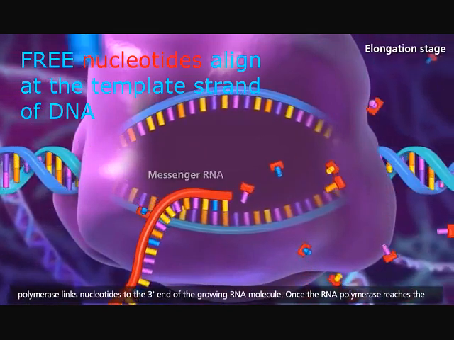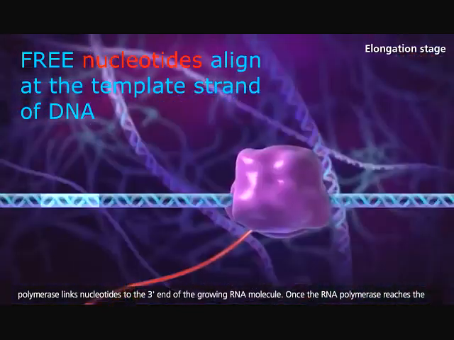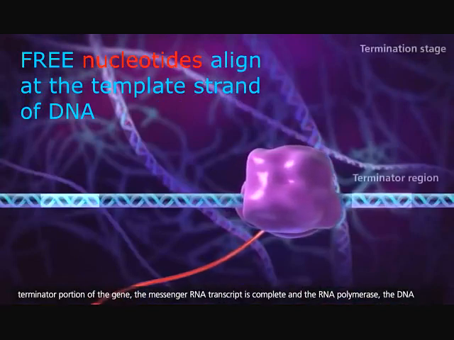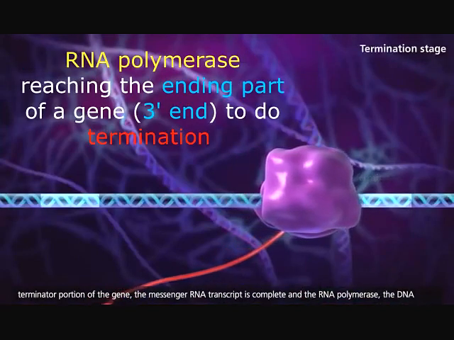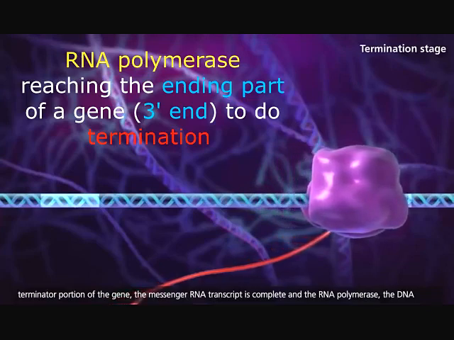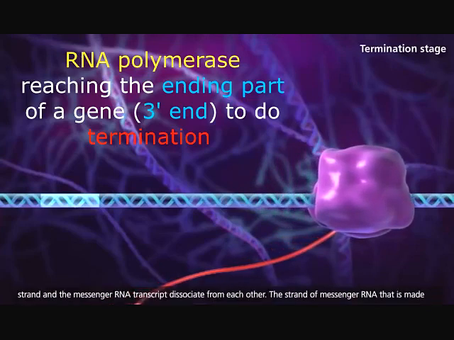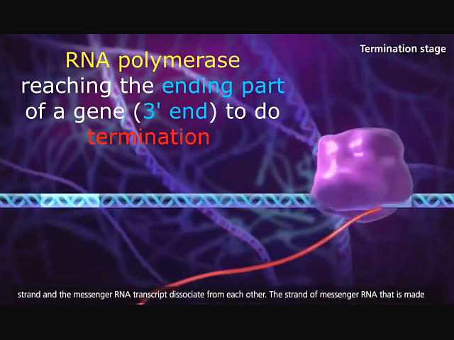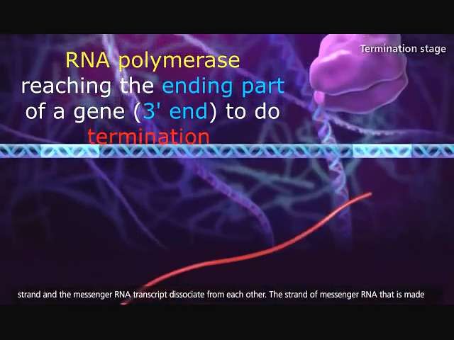How does it occur? We said the DNA is double-stranded. So what happens is the DNA is going to unzip. During transcription, we see three stages occurring: initiation, elongation, and termination.